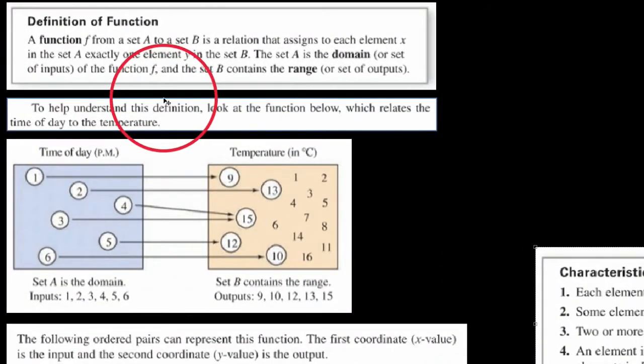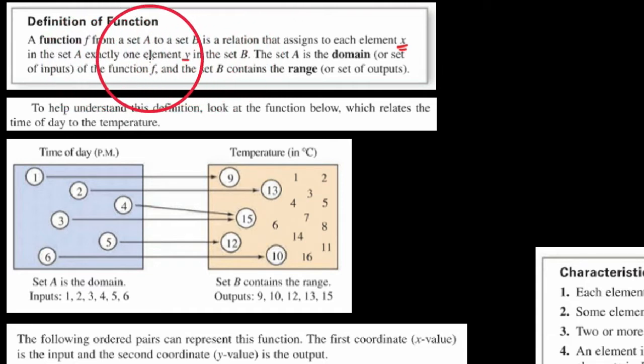Okay, YouTube, in this video we're going to define what a function is and talk about how we represent them. So let's go ahead and start with our definition of what we mean by a function. We say that in math, a function is mapping elements from a set A to a set B. It is a relation that assigns each element, and we usually use x here, in set A to exactly one element in set B.